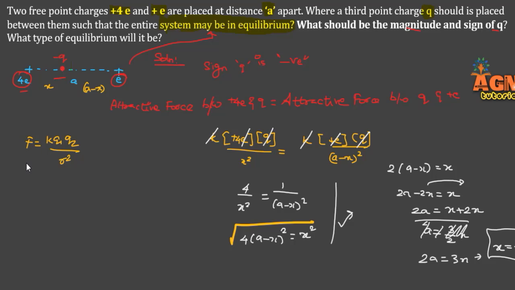So we need to place the negative q at 2 by 3 of a from plus 4e. When you place it at a distance of 2a by 3, the system will be in equilibrium. Now we need to calculate the magnitude of q. So how will you do this? Any idea?